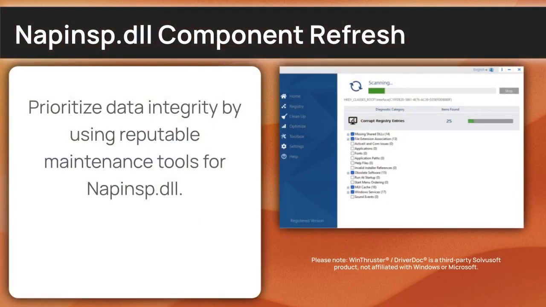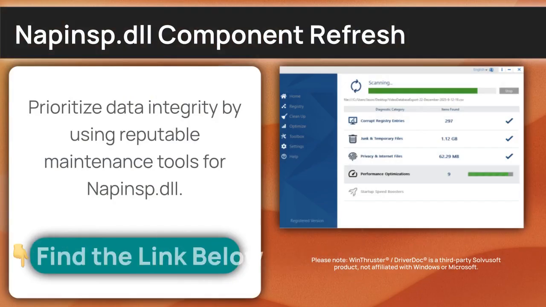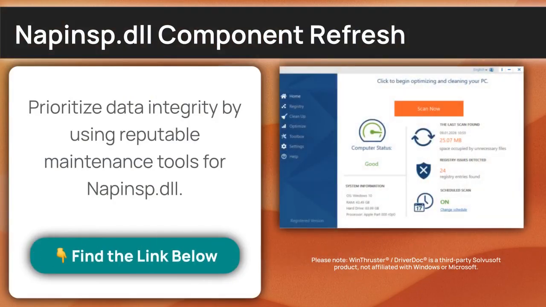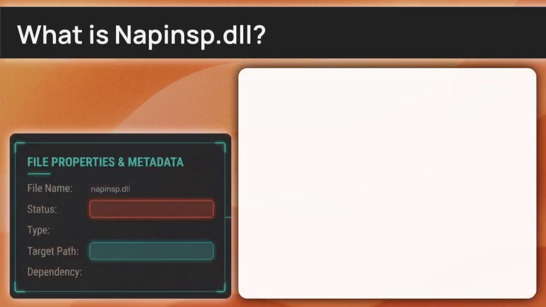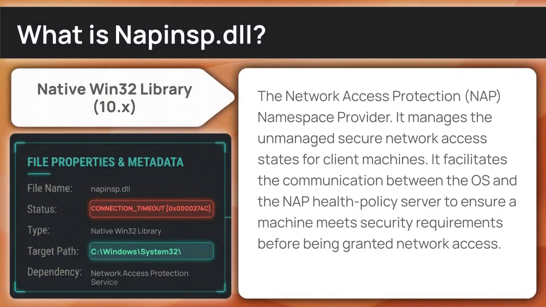Before we begin the manual steps for Napinsp Library, you can access a utility designed to help provide a clean system environment. This is the Napinsp Library, the Network Access Protection NAP Namespace Provider. It manages the unmanaged secure network access states for client machines. It facilitates the communication between the OS and the NAP Health Policy Server to ensure a machine meets security requirements before being granted network access.